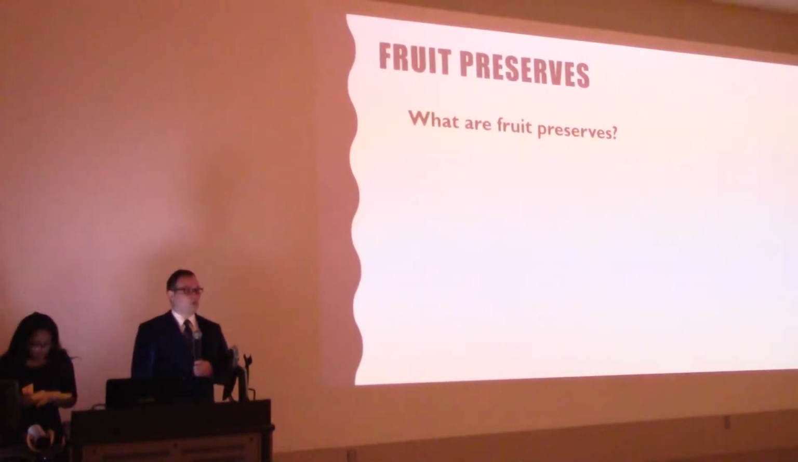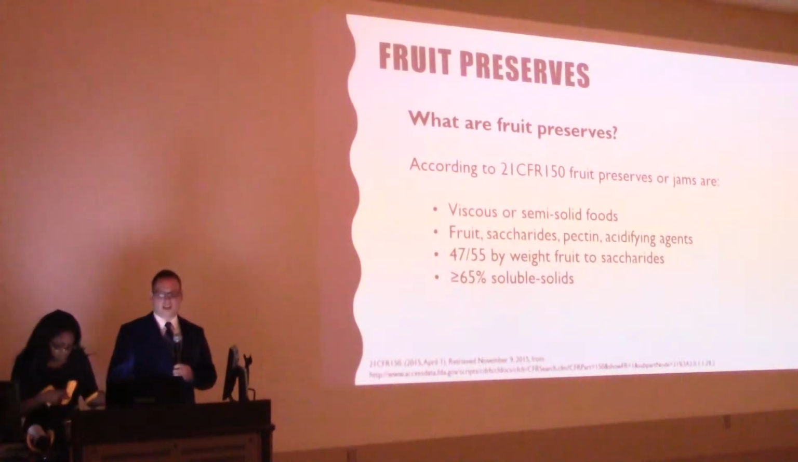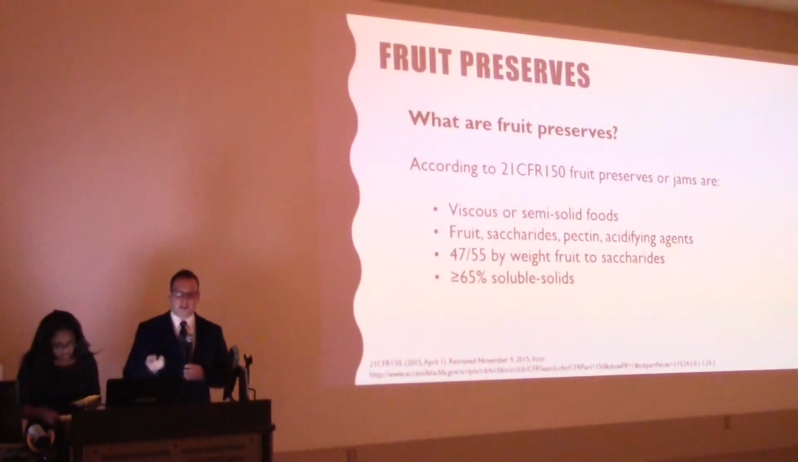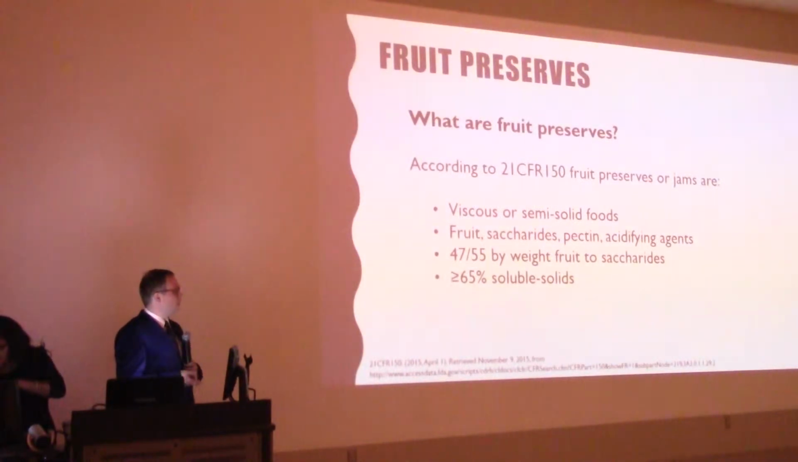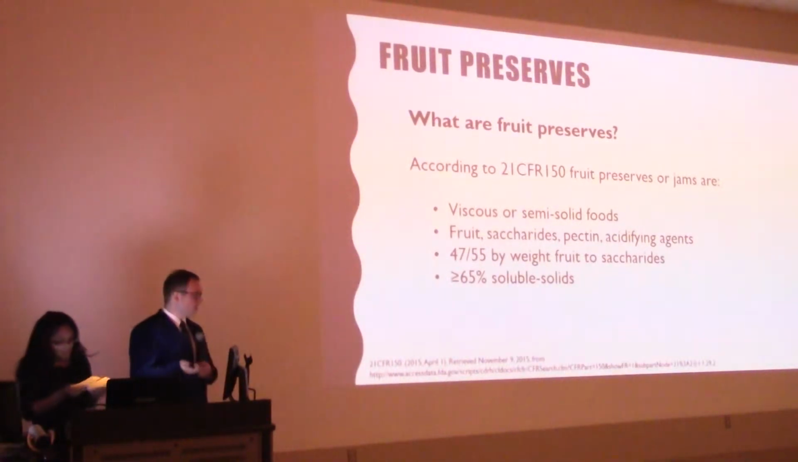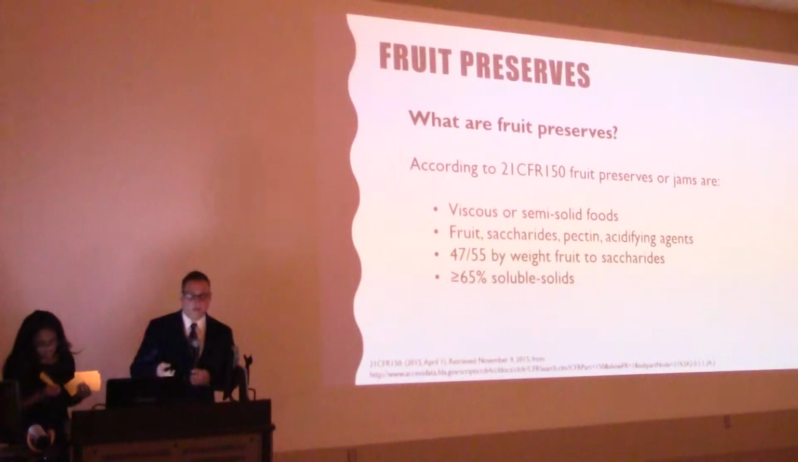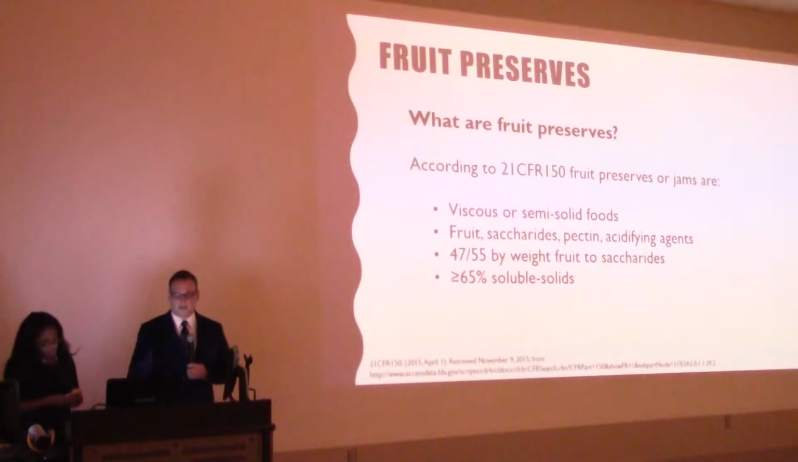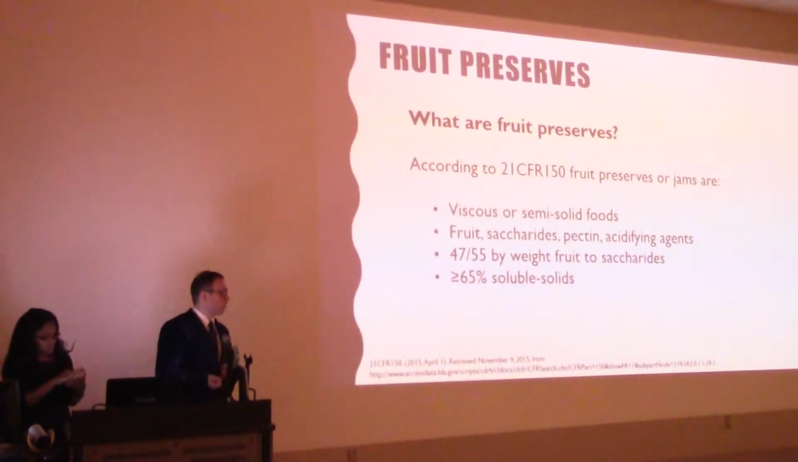Now, what are fruit preservatives? According to Title 21 of the Code of Federal Regulations, preservatives, also known as jams, are viscous, semi-solid foods with the common ingredients being fruits, saccharides, pectin in reasonable excess to the natural pectin present in the ingredients, and some form of acidifying agents. It has to be 47 to 55 parts by weight of fruit to saccharides, and it has to contain more than 65% of soluble solids.